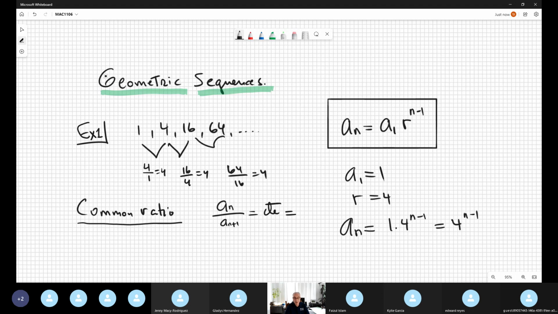Let me verify if we are doing well or not. This is n equal 1, this is a sub 1, this is a sub 2, this is a sub 3, this is a sub 4. Suppose that I want to find a sub 4 using that formula. It's 4 raised to the 4 minus 1. 4 minus 1 is 3. And 4 to the third power is 64, because 4 times 4 times 4. Do you understand the idea?